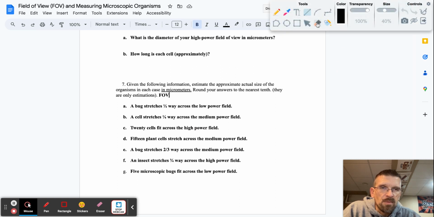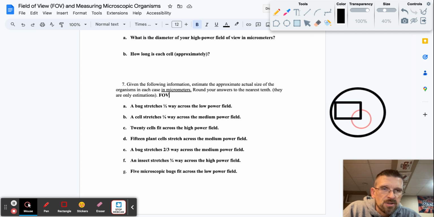So in this case, if I give you maybe a sample of what this might look like, let's look at question A, right? It says a bug stretches halfway across the low power field. So if we were to think about what that might look like, if this is our simulated low power field, a bug, and we're just going to give the bug a little rectangle shape. We're going to say it stretches halfway across. All right, let's change the color of it just to give you a better view. So that bug stretches halfway across.